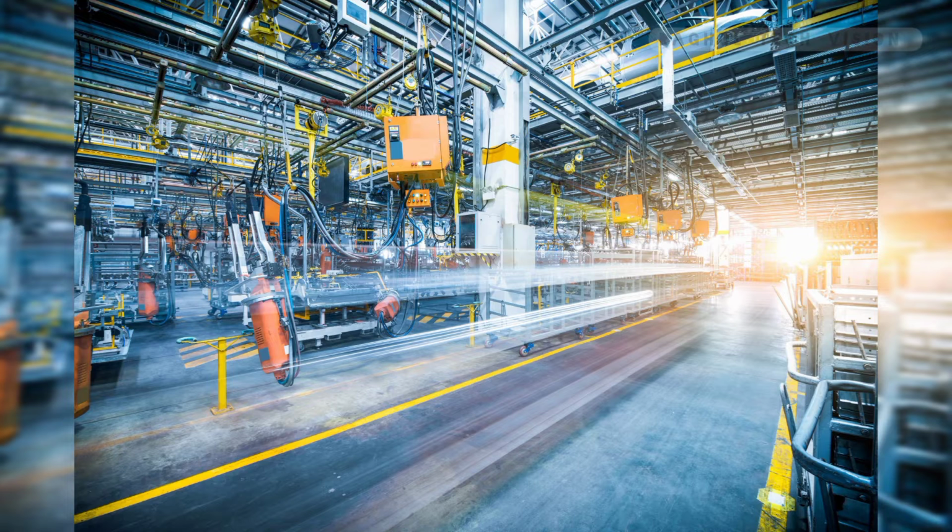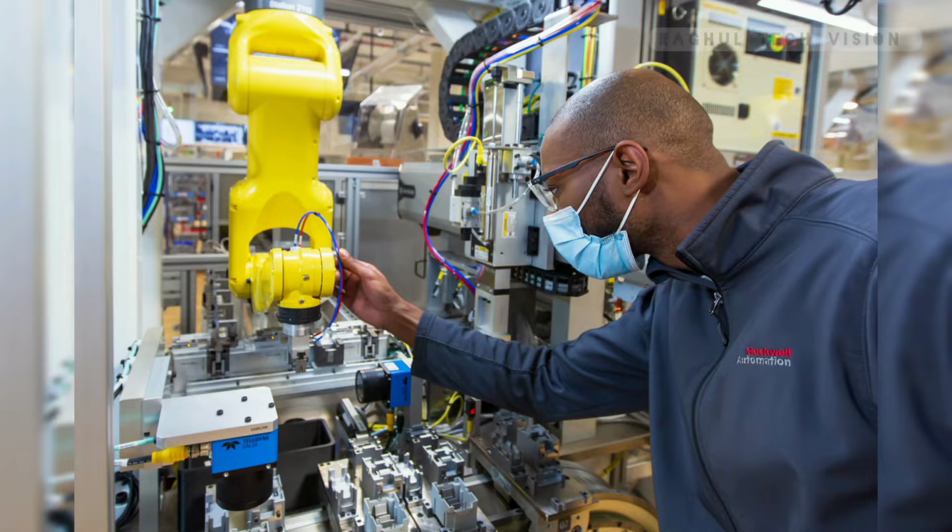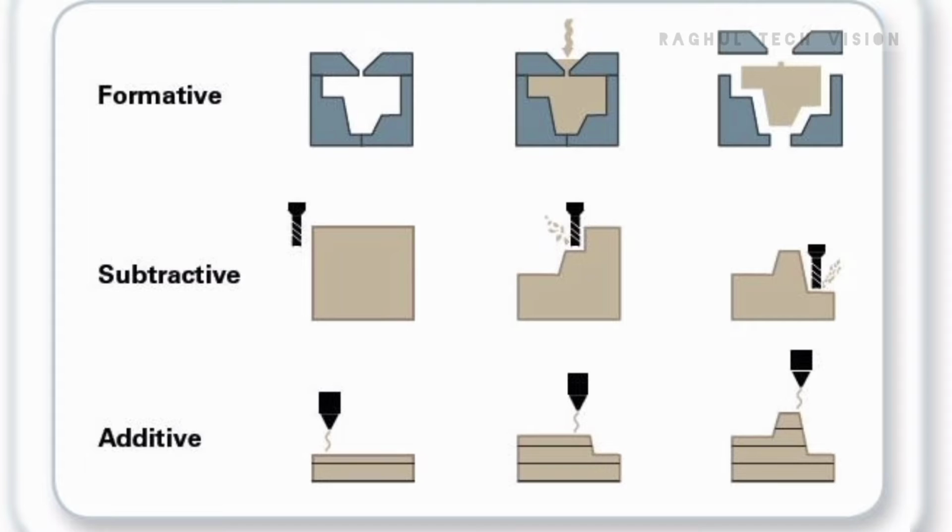Manufacturing is a process of creating newer things by means of machines. There are three main types of manufacturing process, which are additive manufacturing, subtractive manufacturing, and forming manufacturing.